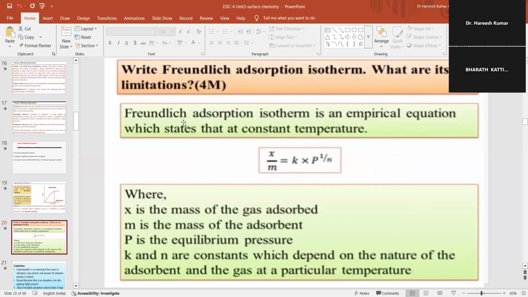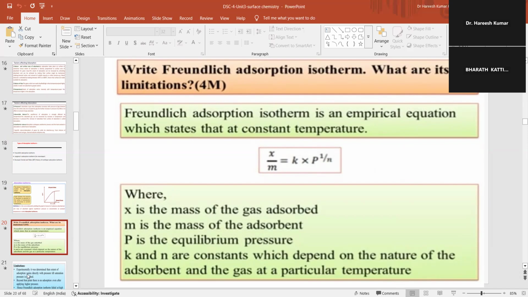What are its limitations? So Freundlich adsorption isotherm is an empirical equation which states that at constant temperature, x upon m is equal to k into p to the power of 1 upon n. Here, x is the amount adsorbed on the mass of the adsorbent. K is the equilibrium constant, distribution constant, and P will be the equilibrium pressure. And K and n are constants which depend on the nature of the adsorbent and gas at a particular temperature.